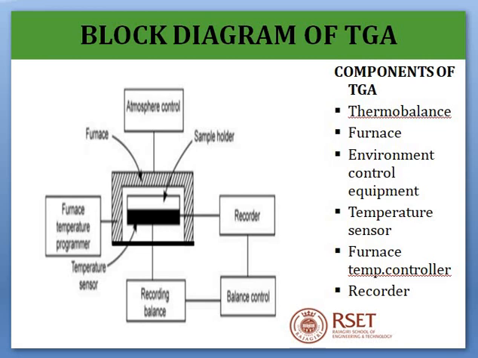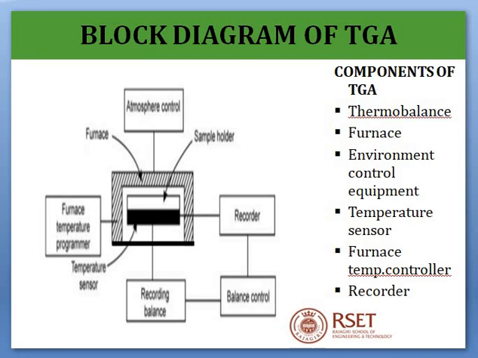Next, you need a furnace, and the furnace is provided with atmosphere control, or environment control equipment. It is nothing but filling nitrogen or helium gas to provide an inert atmosphere inside the furnace. For this, you are using environment control equipment. Then you need a sample holder where you can place the sample. Normally, you are taking 5 to 20 milligram of sample in the sample holder. Then you need a temperature sensor to record the temperature of the sample.